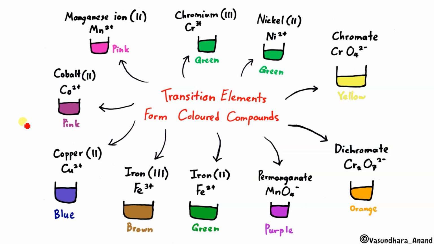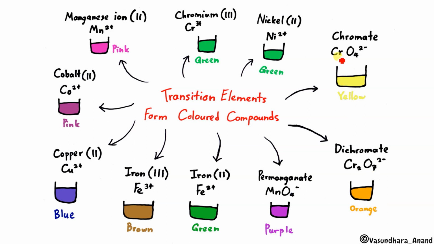We can see that Mn+2 is pink. We are very much familiar with this. Chromium +3 is green. Nickel +2 is also green. CrO4 -2, that means here it is in which state? Just find the oxidation state. It is +6. So +6 means it will be yellow. Or here Cr2O7 -2, also +6. So these are the two, +6 and +6.